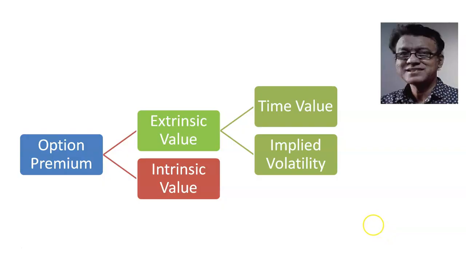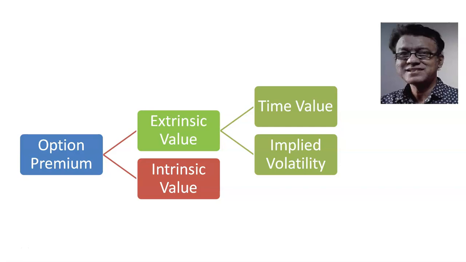In this lecture, I am trying to cover the breakup of an option premium. When you buy an option, you pay some price, which is called the option premium. When you sell an option, you get some price. So the buyer of an option has to pay option premium. The seller of an option collects option premium.